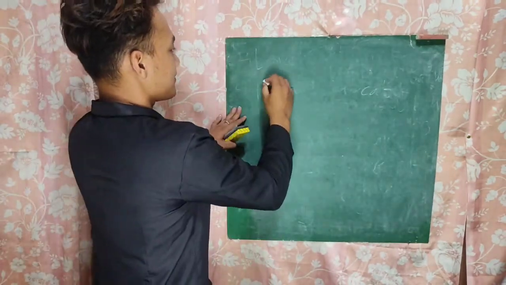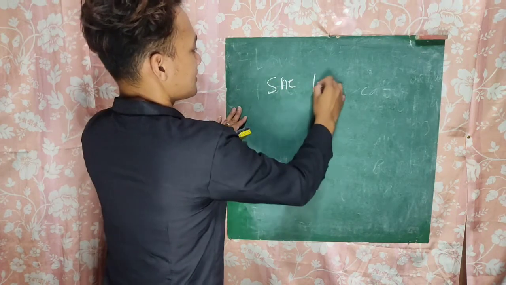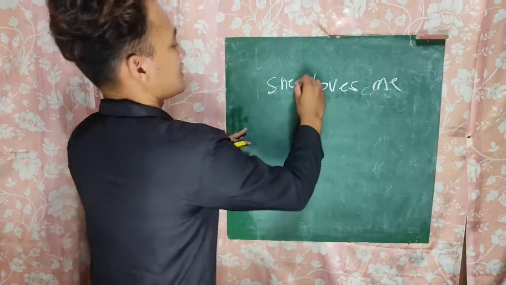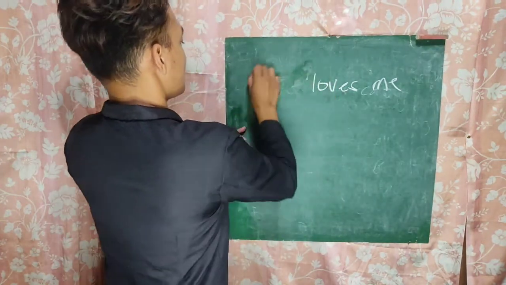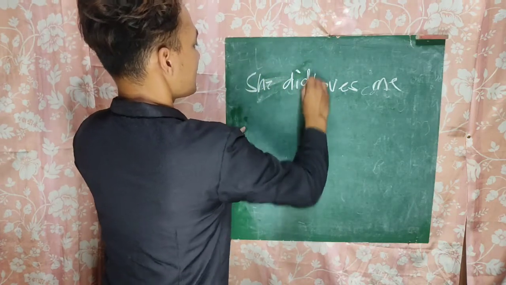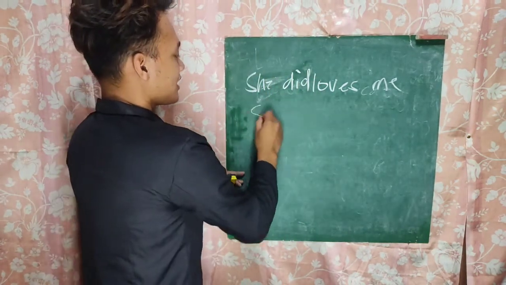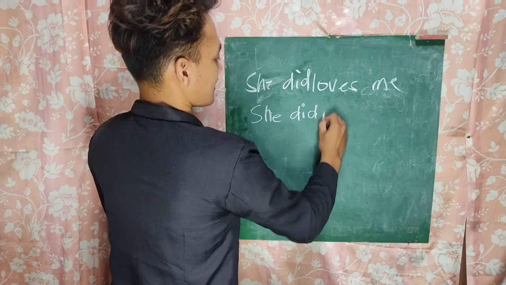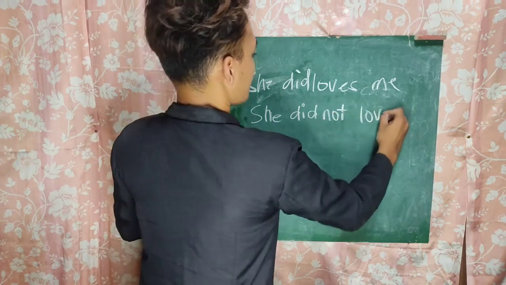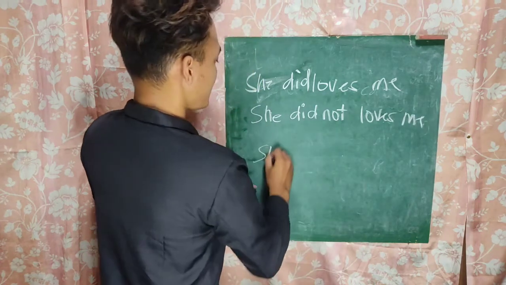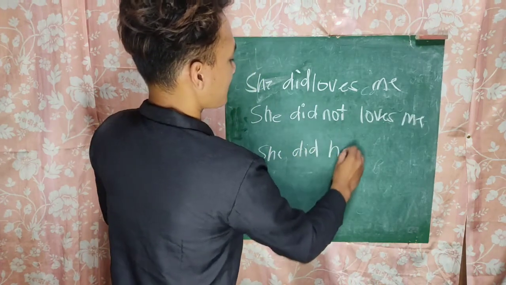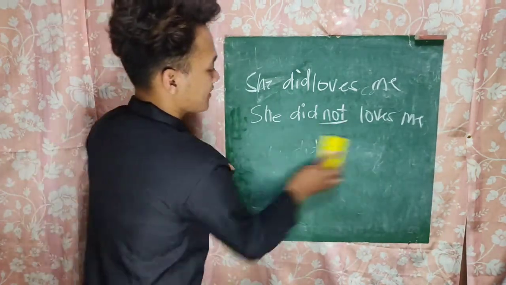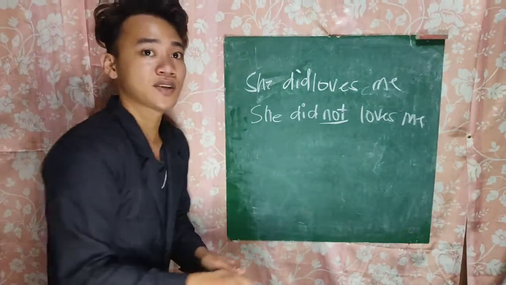If we use "she loves me," and we negate that, guys, it will be like this: "She does not love me." It will not be "she hates me." We will not use the opposite word, but we will imply "not." That's how we use negation.